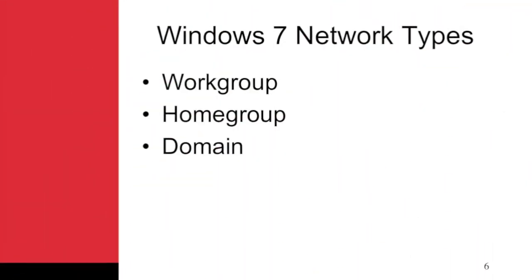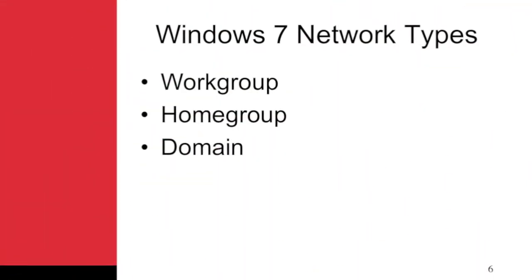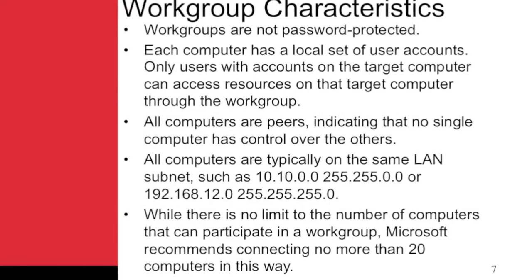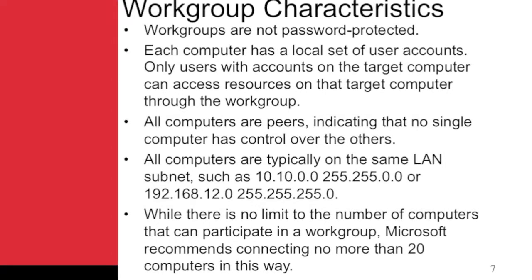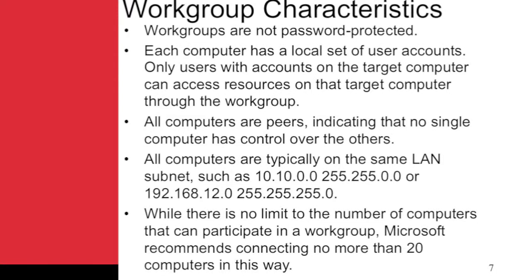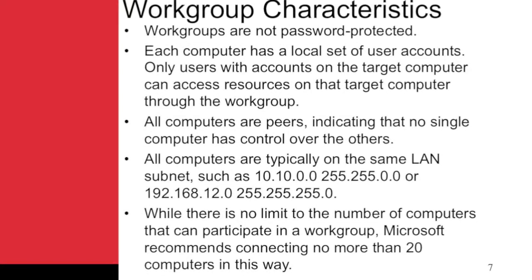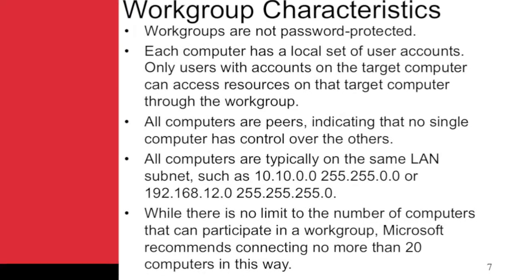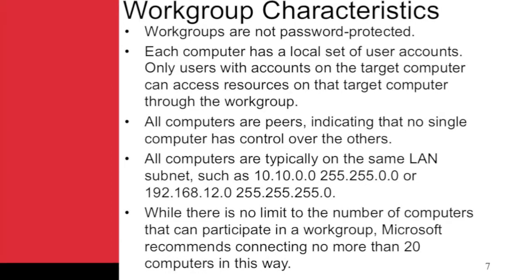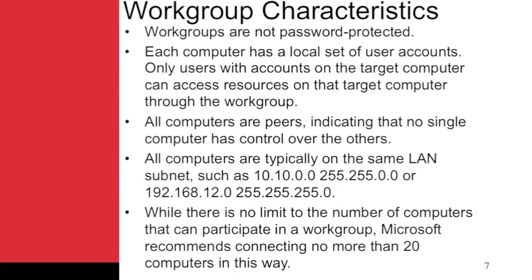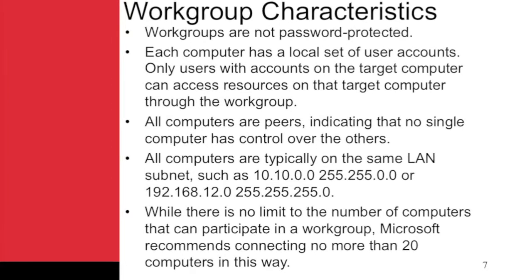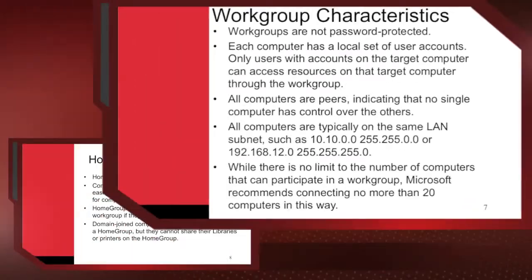Windows 7 can work with three different network types, that is a workgroup, a homegroup, and a domain. You'll be reading more about those in the chapter. Some of the characteristics of a workgroup include that they're not password protected. Each computer has a local set of user accounts. Only users with accounts on the target computer can access resources on that target computer through their workgroup. All computers are peers, indicating that no single computer has control of the others. All computers are on the same LAN subnet, and while there is no limit to the number of computers that can participate in a workgroup, Microsoft recommends connecting no more than 20 computers this way.